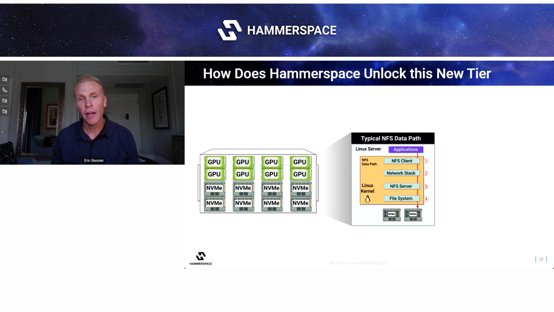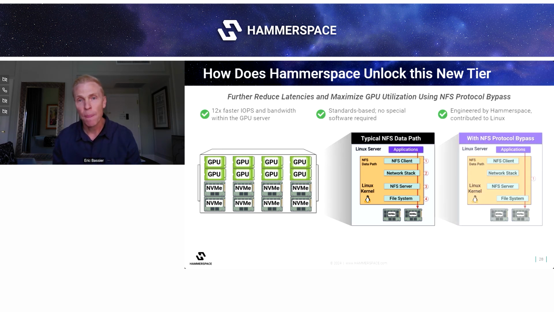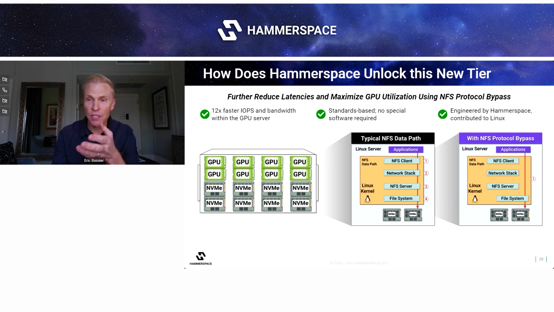This is what the typical NFS data path looks like inside that GPU server. The application goes through these different layers of the Linux kernel, the NFS client, the network stack, and including things like the NIC, the NFS server file system, and then the underlying storage. Our 5.1 software is the first to take advantage of a new enhancement to the Linux kernel that we call NFS protocol bypass.